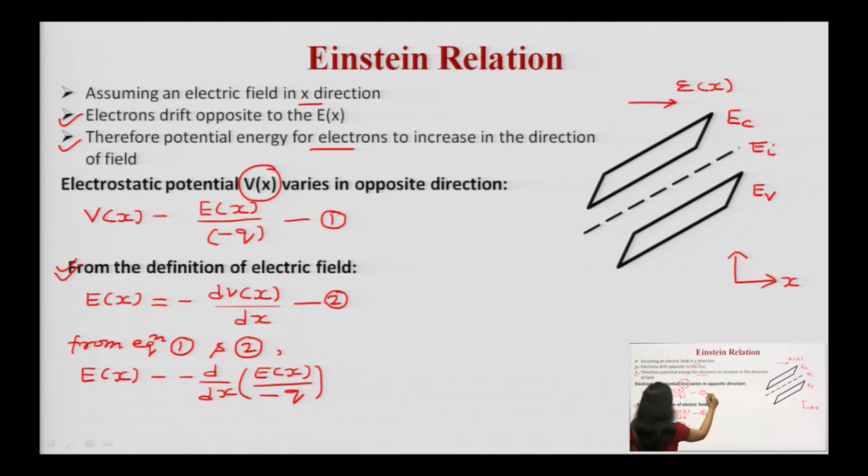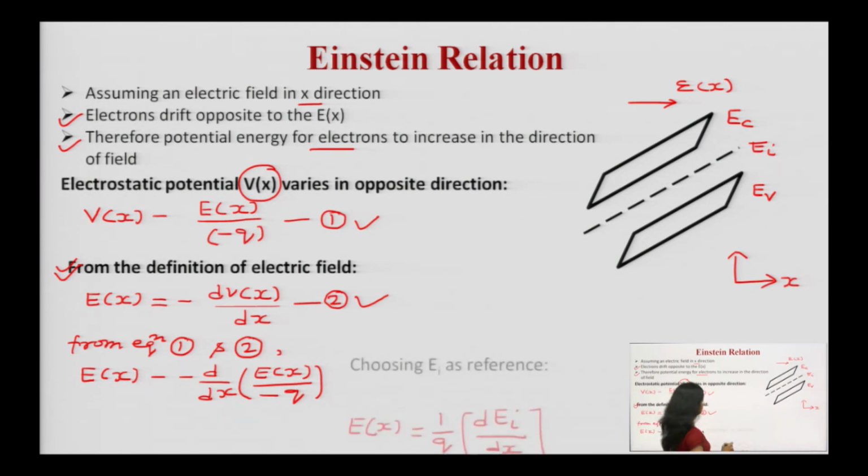Now, from equation number 1 and 2, just substitute the value of Vx from equation 1 to equation 2 and write down the term for the Ex. Ex is what? Minus d upon dx. Substitute this Vx term over here, which is Ex upon minus q.